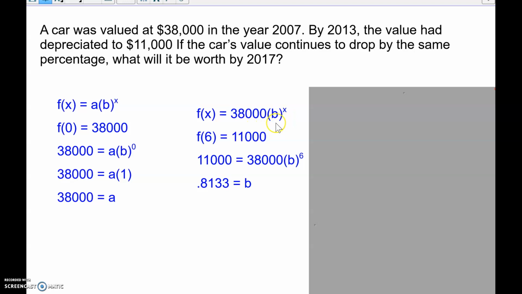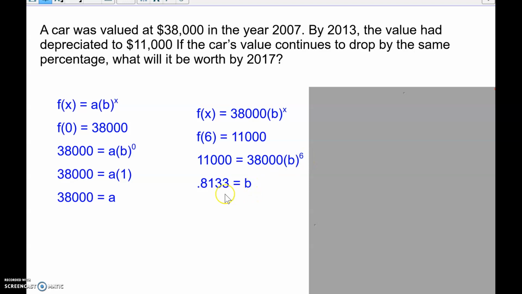Our next job is to solve for the b. For that, we use the fact that in 2013, the car's value had depreciated to 11,000. Well, from 2007 to 2013 is 6 years. In other words, that means we want to use x equals 6 to get the answer 11,000. So f of 6 is 11,000. That means we plug in the 6 for the x over here.